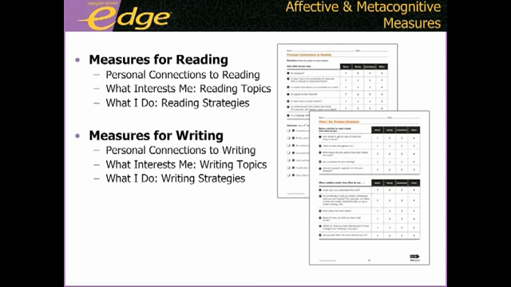The affective and metacognitive measures are found toward the back of the assessment handbook. As you can see, there are measures for both reading and writing. All of the information I have just shared regarding the EDGE assessments comes directly from the front of the assessment handbook. Be sure to take some time reading through this information and finding the assessments that will work best for you and your students.